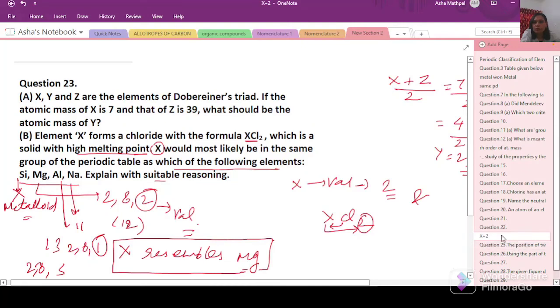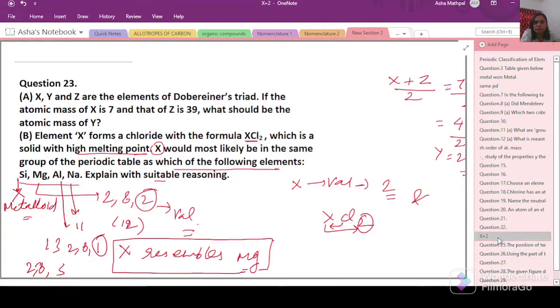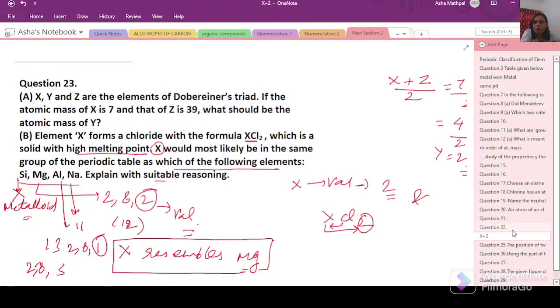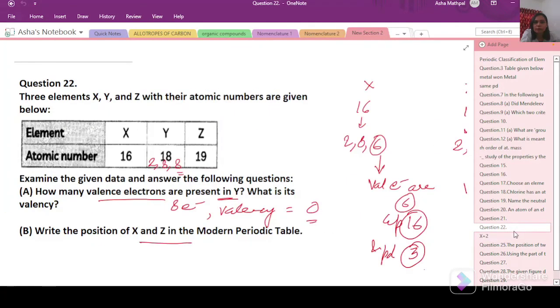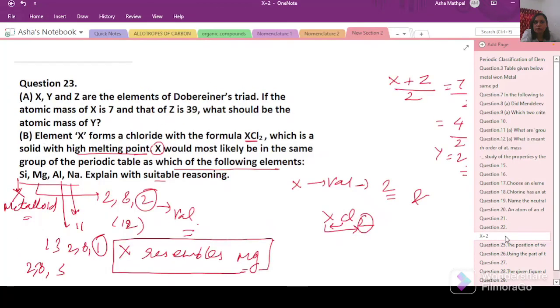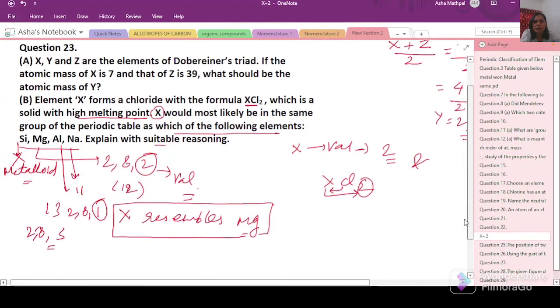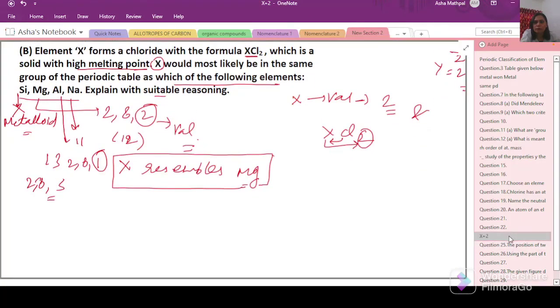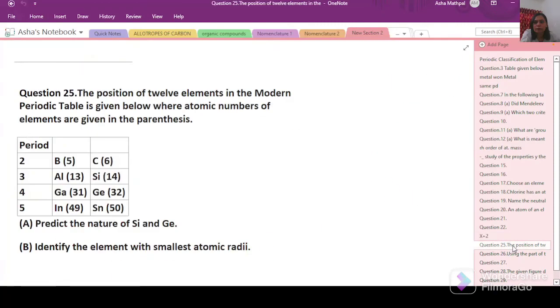This is question number 23. Where's question number 24? Let me check here in this one. No. Maybe the order is wrong here.